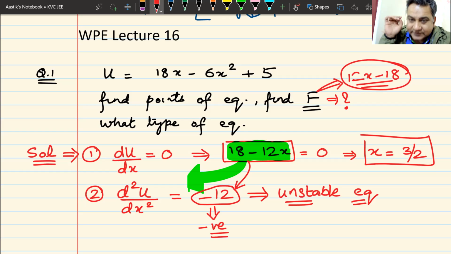Find du by dx, then differentiate du by dx. Don't differentiate force. Force is ulta of du by dx. Force is the negative of du by dx. Don't differentiate that. Differentiate du by dx. Am I clear? Can I have some raise hand that we understand this? Okay, if you have understood this, congratulations.